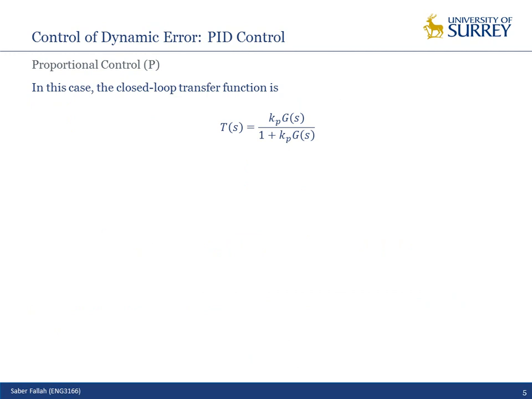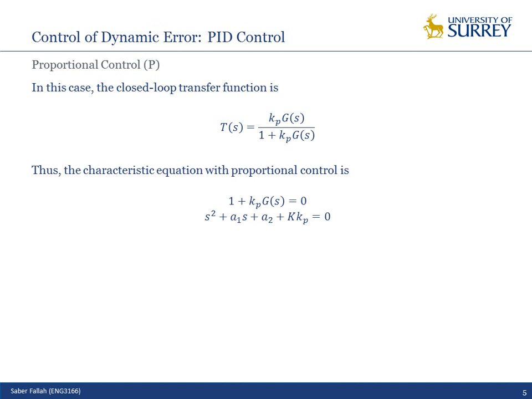So if I find the closed loop transfer function, T(s) will be Kp G(s) over 1 plus Kp G(s). In order to see how the proportional gain will change the dynamics of the system, I need to look at the characteristic equation, which is 1 plus Kp G(s). If I put 1 plus Kp G(s), the characteristic equation, equal to 0, my new characteristic equation is s squared plus A1 s plus A2 plus K Kp.